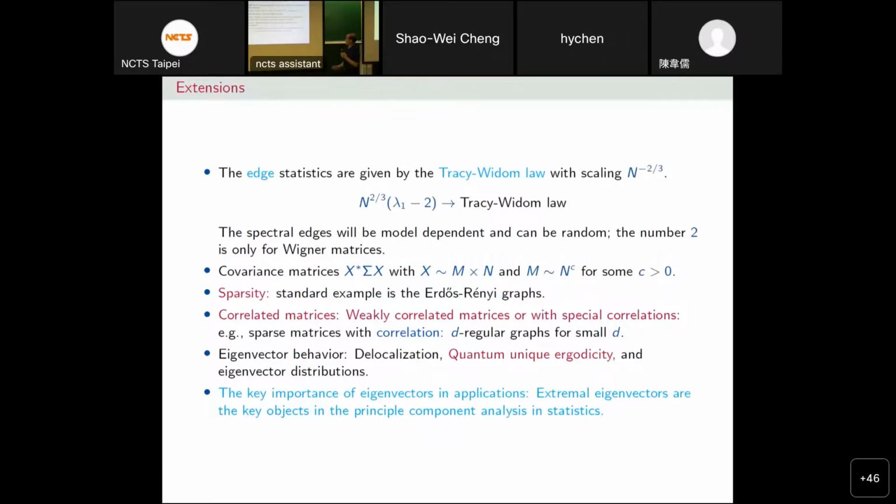And so that's why a lot of these random matrices are used in statistics, especially because principal component analysis is really just about the eigenvectors. All right.